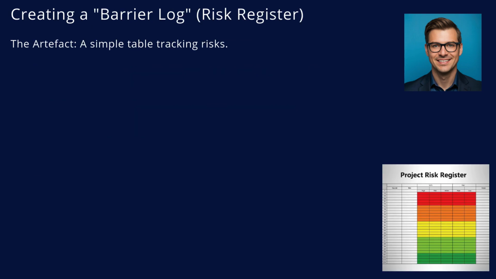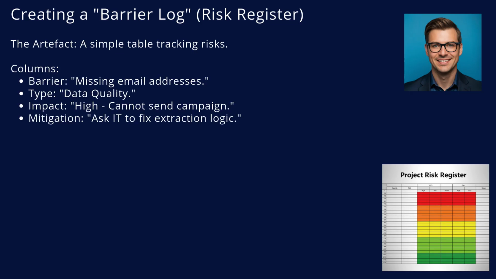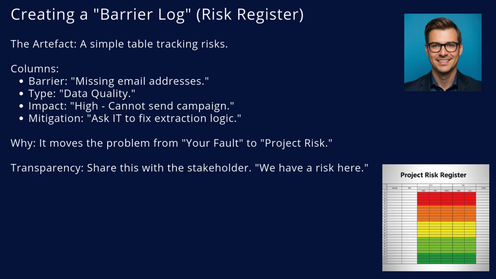Log it. Once you identify a barrier, don't keep it a secret. Create a barrier log or risk register. Create a table. Column 1, the barrier: missing email addresses. Column 2, type: data quality. Column 3, impact: high, we physically cannot send the marketing campaign. Column 4, mitigation: ask IT to fix the extraction logic. This is a powerful professional move. It shifts the problem from being your fault because you didn't deliver to being a project risk that we must solve together. Share this log with your stakeholder.